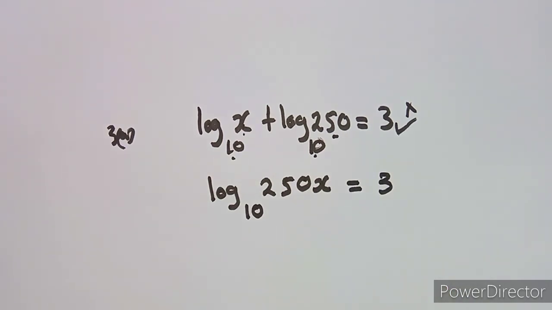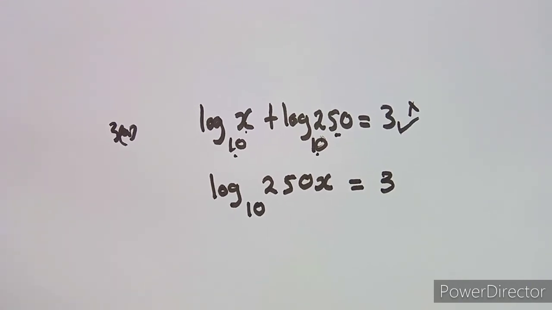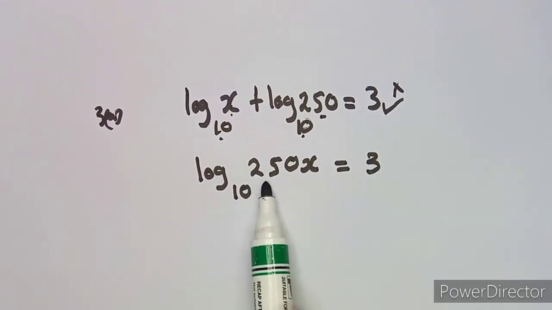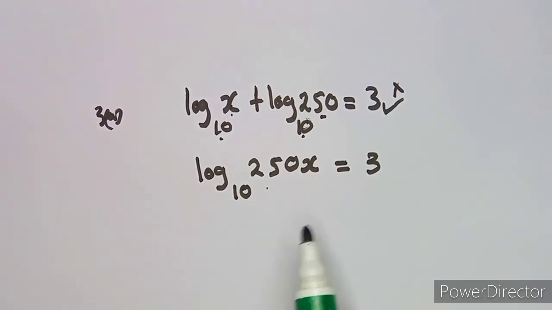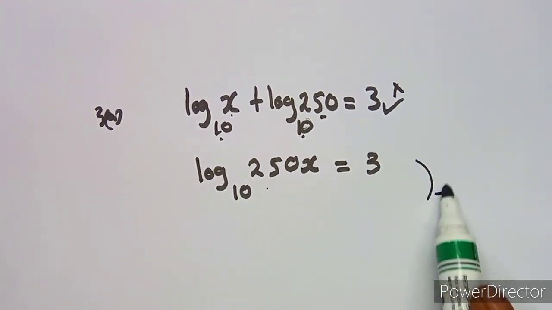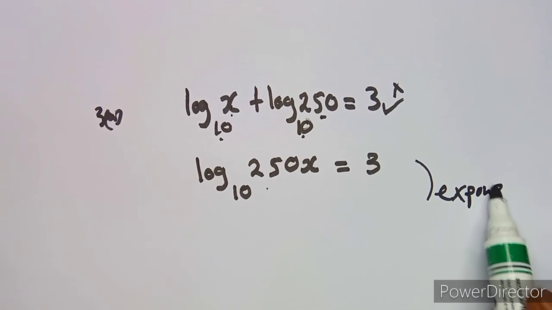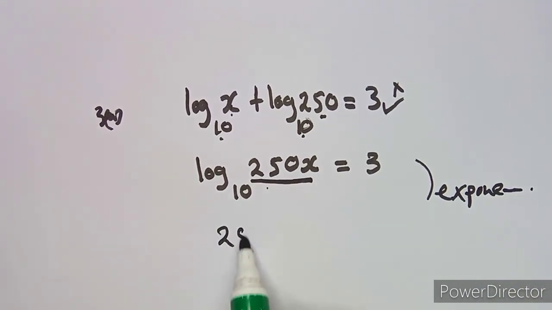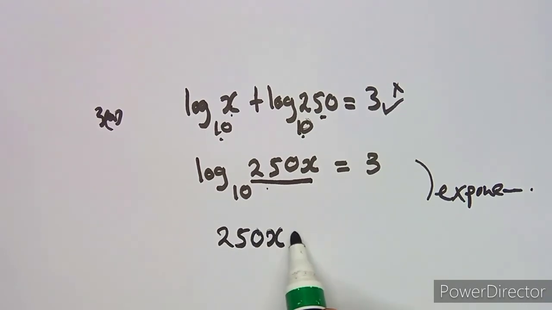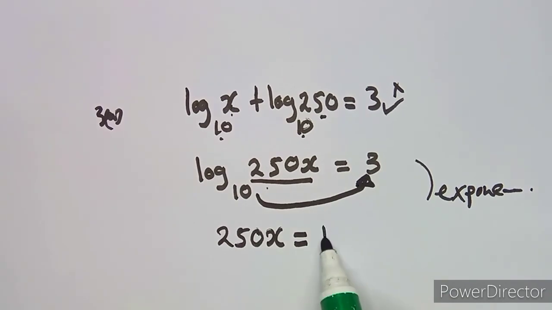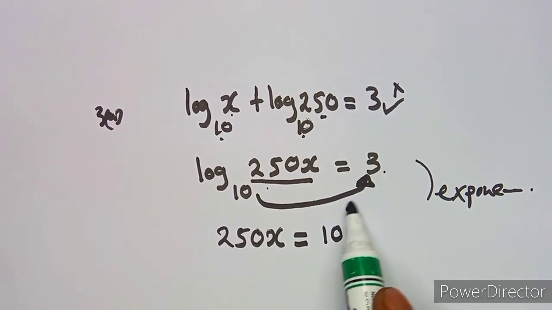So now it makes sense. We can actually use the previous concept. This time it's not a single log. We do not have a log here, we just have a log on this side. So which concept are you going to use? Remember the concept of changing from log form to exponential form. That is what you're going to have. So that is going to be 250x is equal to the base to the exponent, that is 10 to the exponent of 3, not x.